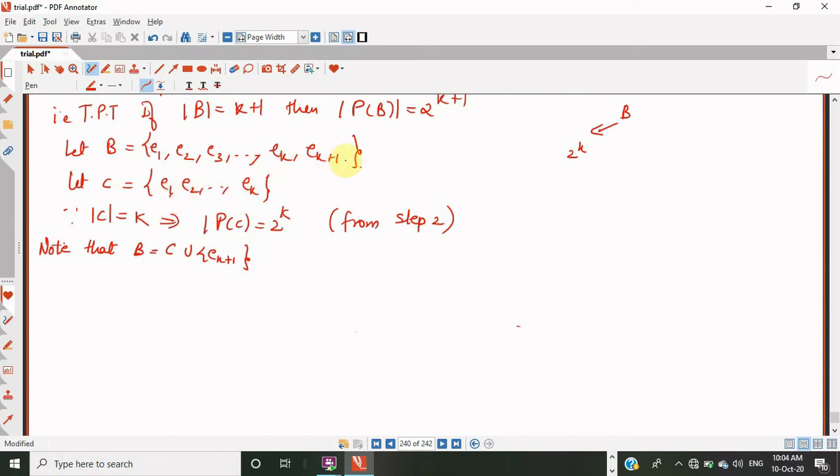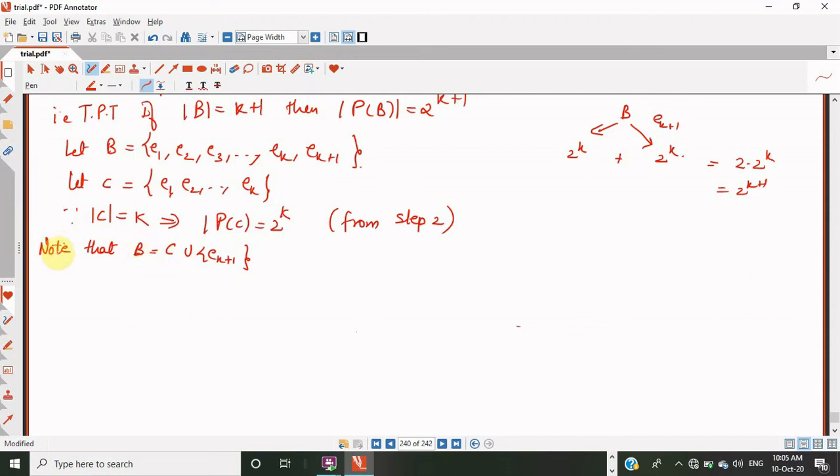So the only sets which we had not considered are those which contain e_{k+1}, and these can be formed by inserting e_{k+1} into all the subsets of C, and we have 2 raised to k such sets. Therefore the total number of subsets of B would become 2 raised to k plus 2 raised to k, that is 2 into 2 raised to k, which is the same as 2 raised to k+1. So this is the idea which we use to construct a proof for this.